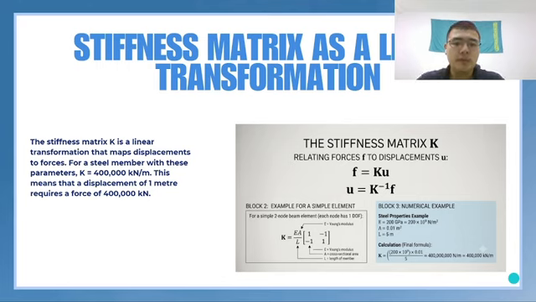For a single beam element, K has this form. It depends on the material's Young's modulus E, the cross-section area A, and the length L. For steel with these values, we get a stiffness of 400,000 kilonewtons per meter. That means that to push the joint 1 meter, the bridge must resist with 400,000 kilonewtons. Steel is very stiff.